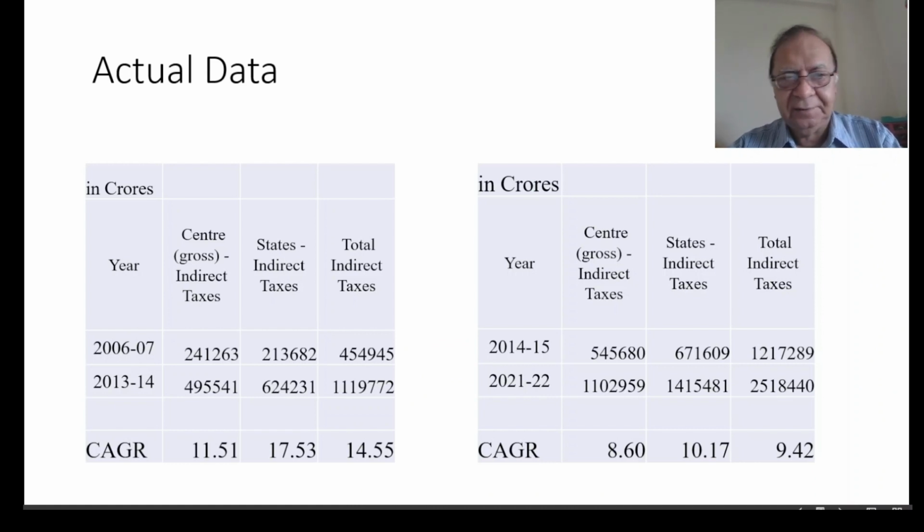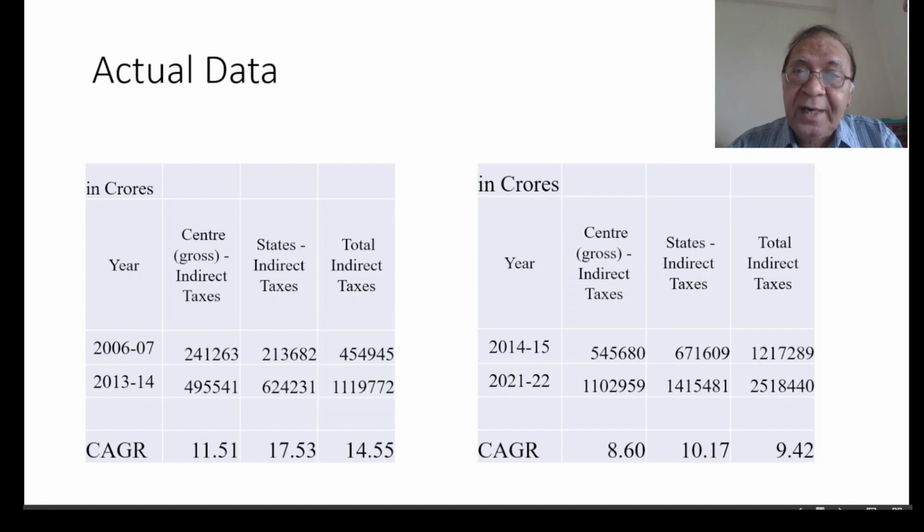In 2006-07, center's gross indirect taxes were 2,41,263 crores. State's indirect taxes were 2,13,682 crores, and the total was 4,54,945. In 2013-14, center's taxes were 4,95,541 and state's indirect taxes were 6,24,231. See, there was a big difference. This difference started in 2013-14, before 2013-14.